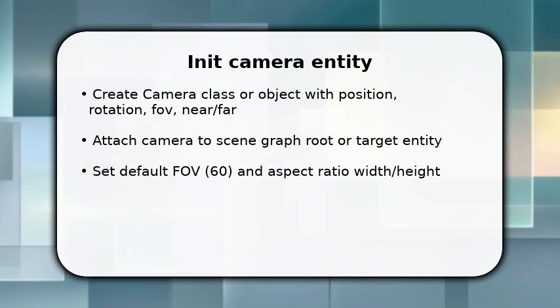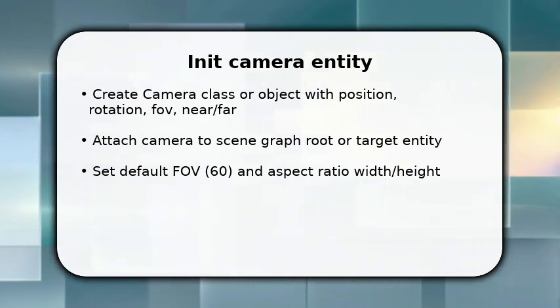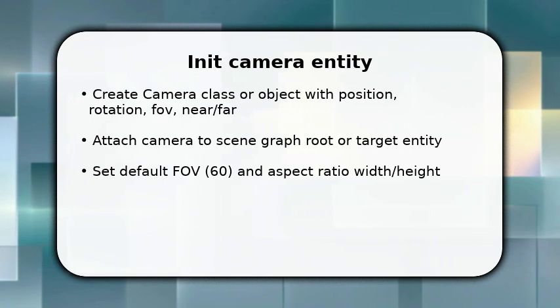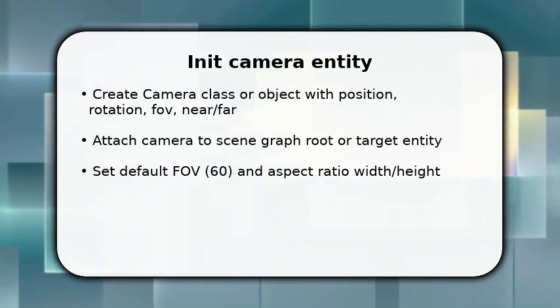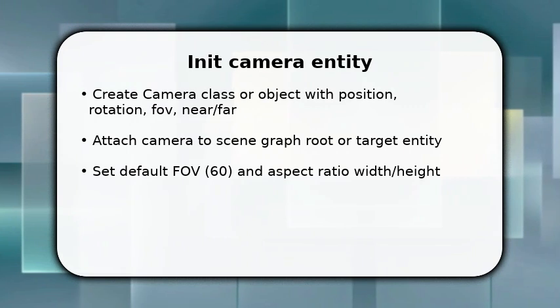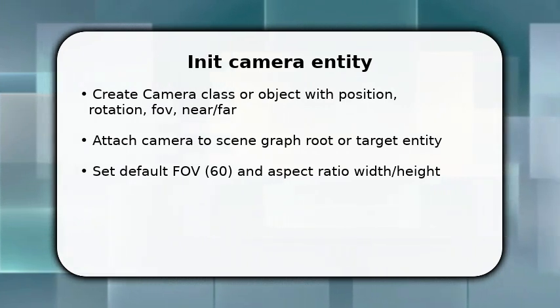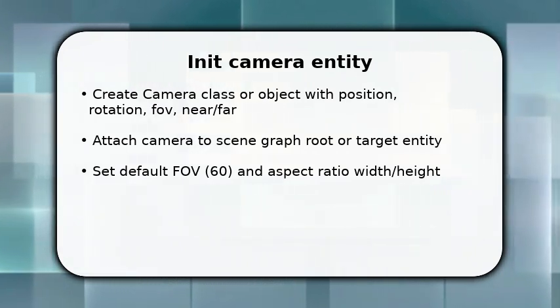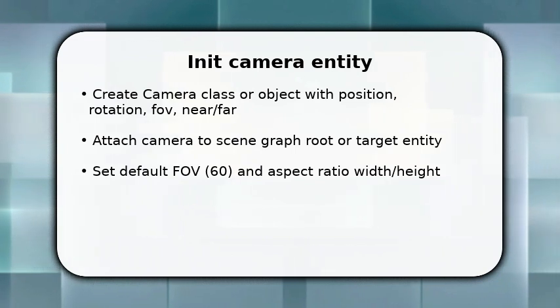Make sure to initialize FOV to 60 and aspect ratio to viewport width divided by height. This prevents distortion. If your framework needs a projection matrix, compute it now from FOV, aspect, near and far planes, so the renderer can accept frames immediately.